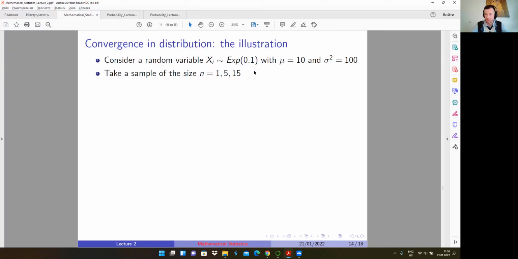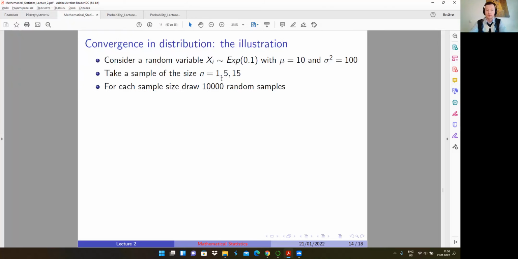I take three sample sizes, 1, 5, and 15, just to illustrate the idea. We can take any of them. So 1 means that I'm taking one value from the exponential distribution. 5 means that I am taking 5 random values of the exponential distribution. 15 means that I am taking 15 random values, some realizations from the exponential distribution.